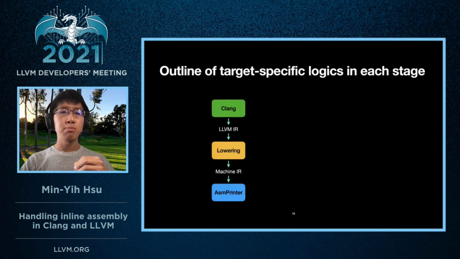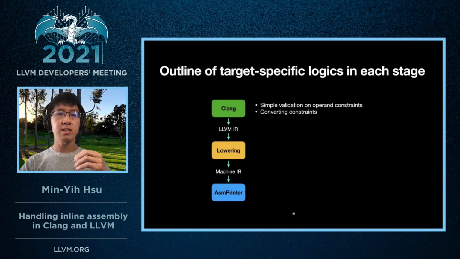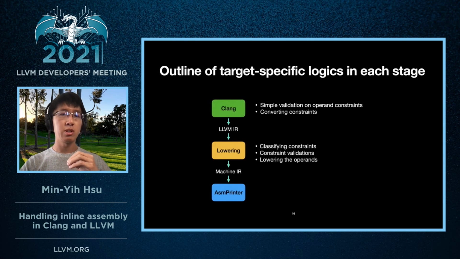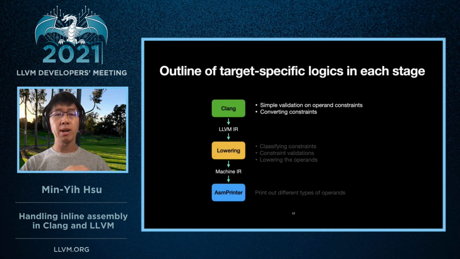Since we're talking about implementing target-specific logic throughout the entire compilation pipeline, here is an overview. In Clang, we're going to do some validation, but here we're only doing some really simple validation. The real validation will happen in the lowering stage, where we not only do the validation, but also do some lowering if needed. And finally, in the ASM printer, we print out the operands. Let's talk about the first part.